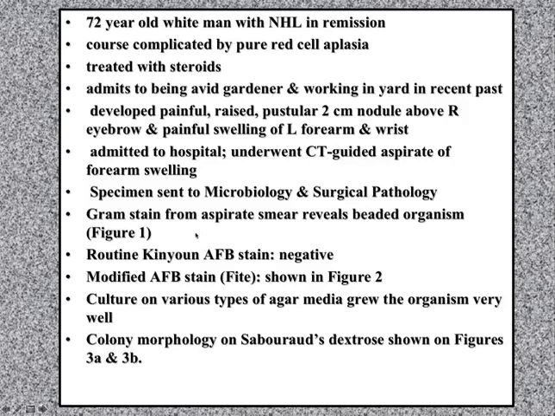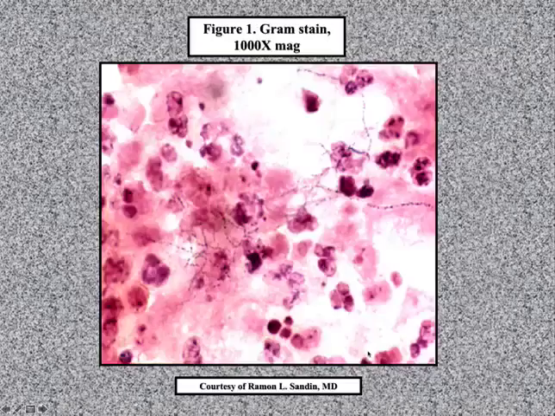I'm going to show you a gram stain from the aspirate. It reveals a beaded organism. I'm going to show you an AFB stain, the routine Kinyoun, which was negative. And then I'm going to show you a modification of that. And then I'm going to show you culture on various types of agar media that grew the organism well, and a colony morphology on a Sabouraud dextrose media for fungus.